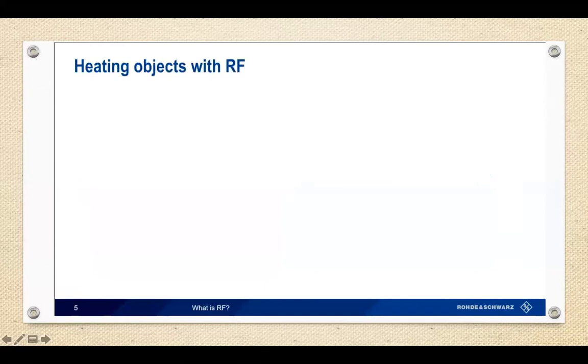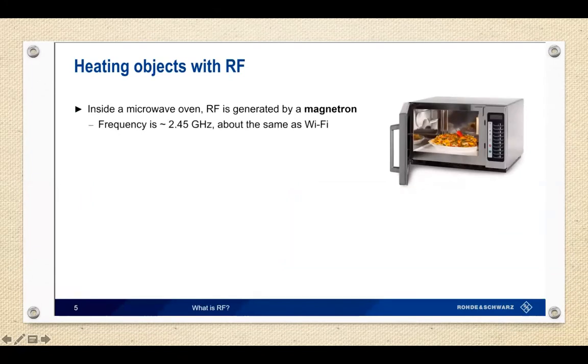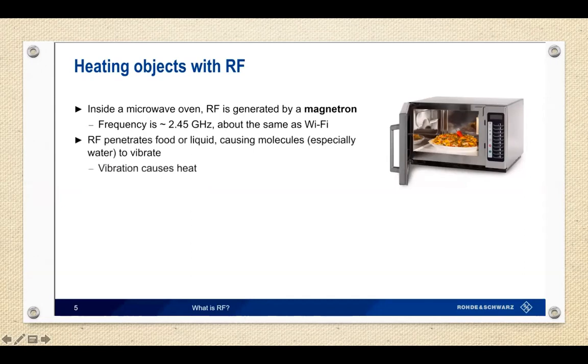Since almost everyone is familiar with using RF to heat objects, we'll start there. Microwave ovens use something called a magnetron to create RF at a frequency of about 2.5 gigahertz. This is, incidentally, in the same frequency range commonly used by Wi-Fi and Bluetooth. This RF then penetrates foods or liquids and causes the molecules, more specifically water, to vibrate, and this vibration creates heat. One common warning when it comes to using RF to heat food in a microwave oven is to avoid having metal objects in the oven.